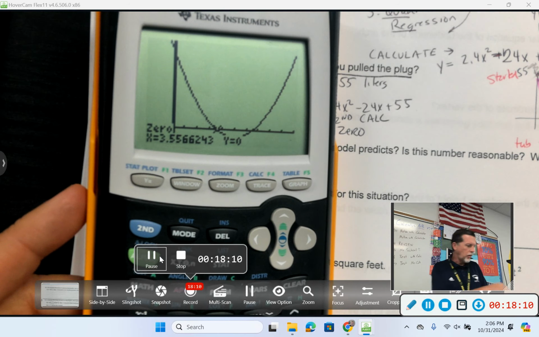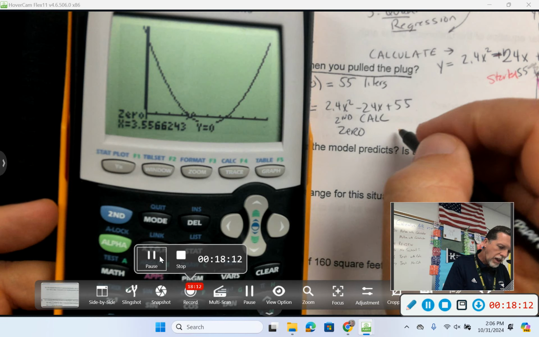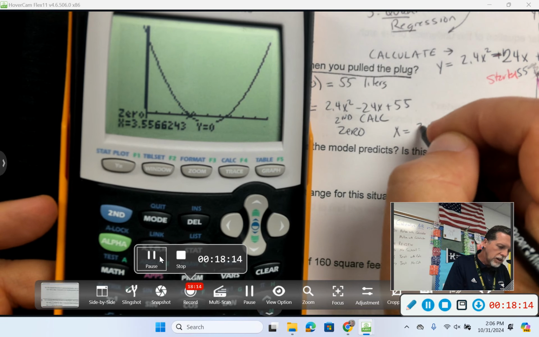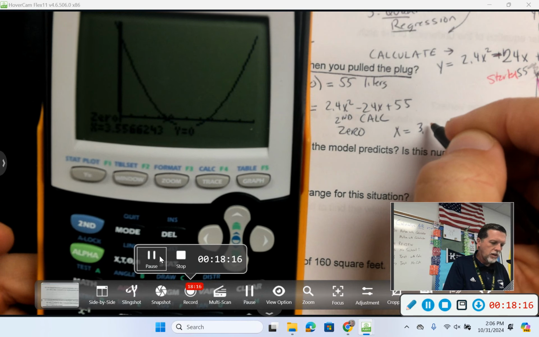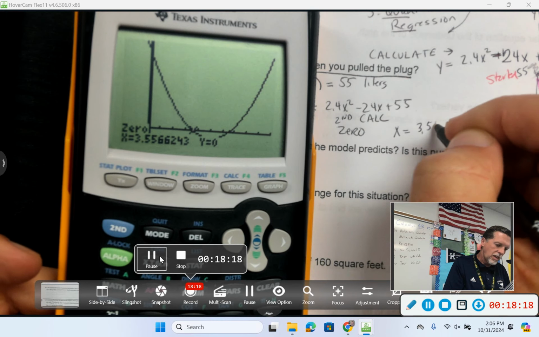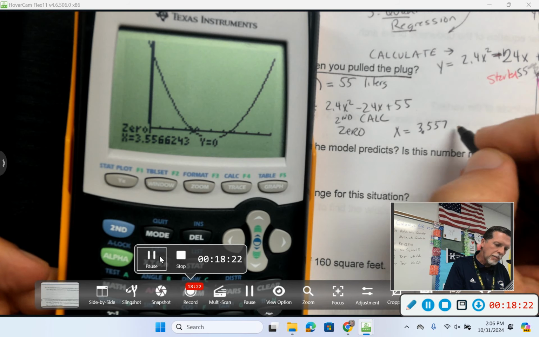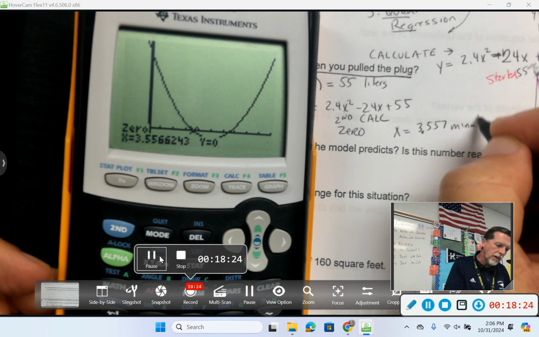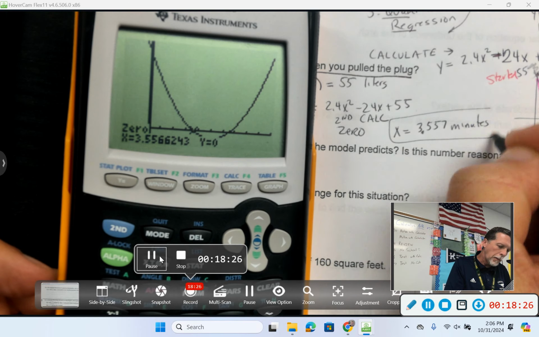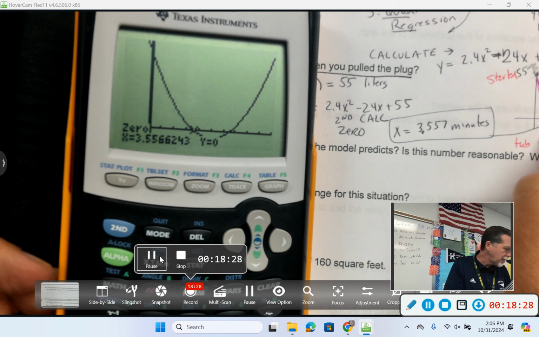And I guess the quickest thing is to just press enter again. And there's our 0. At x equals 3.557. And time was in minutes, so 3.557 minutes is that 0.